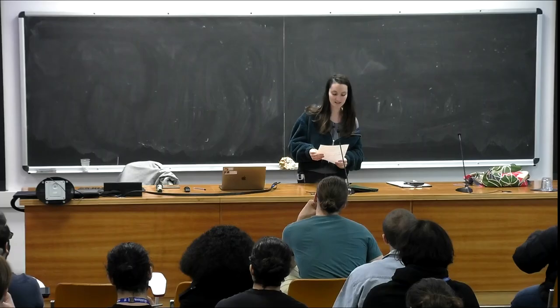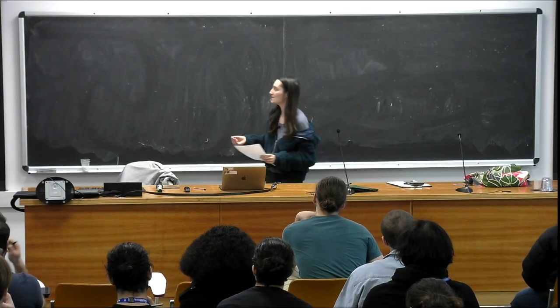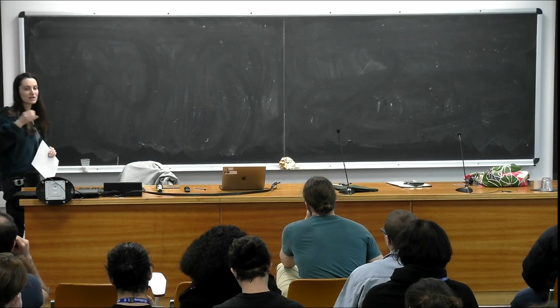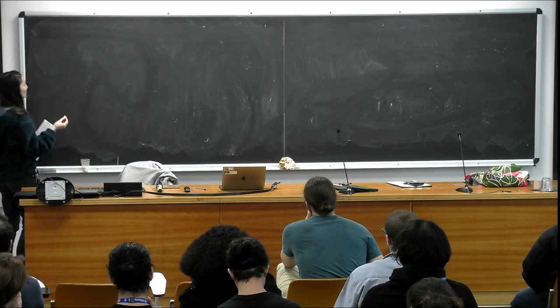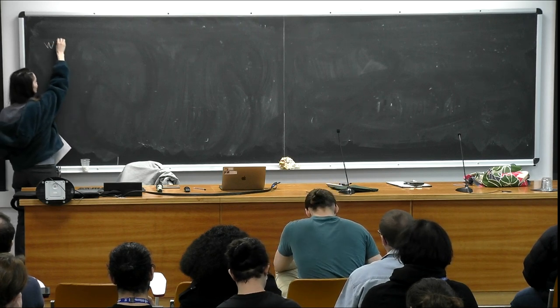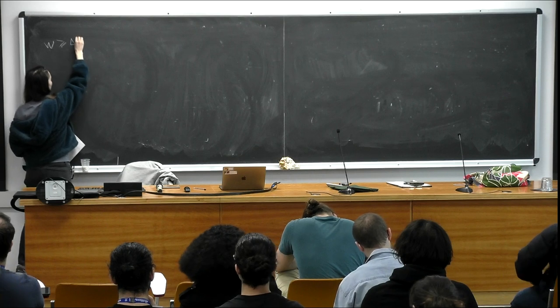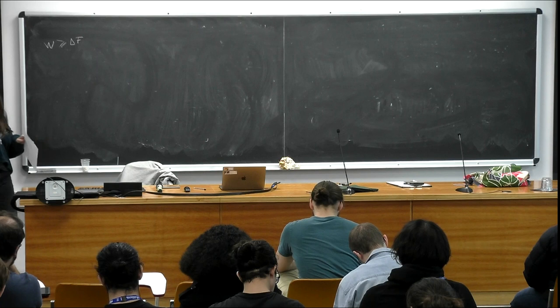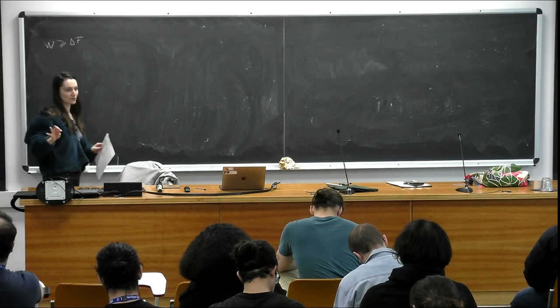My computer is restarting this class. So basically, what we have, if we don't have information, so if we just have a physical system, the second law in terms of free energy will be that the work you will do on your system will be greater than the change of free energy of your system. So this is basically the second law in terms of free energy without information.